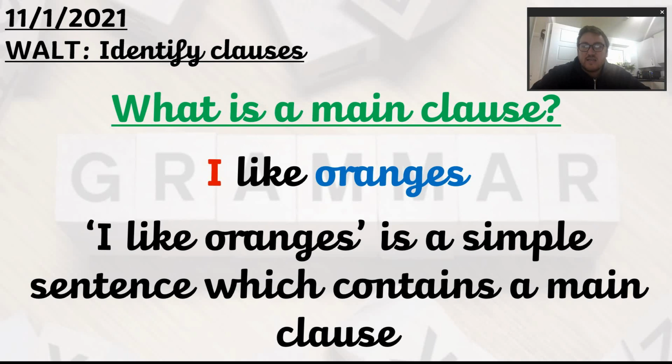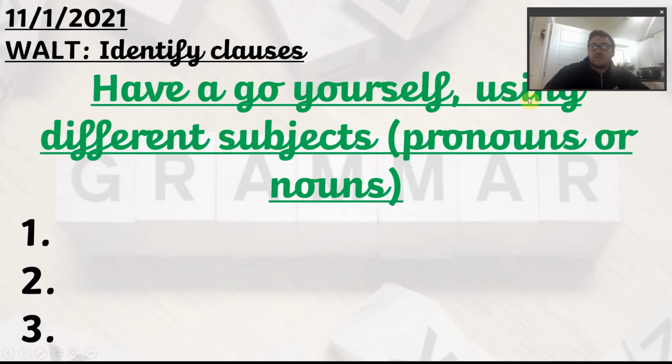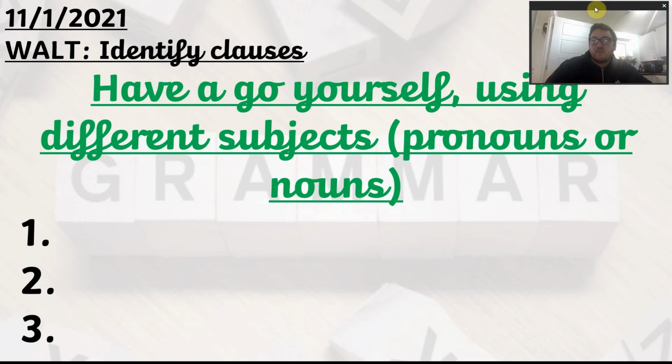Again, it's just including the subject, which is in this case I, and the object in this case is oranges. So I want you to pause the video now, and I want you to have a go yourself, just as a quick warm-up, creating 3 different main clauses. So remember, try and use a different subject and a different noun in your sentence.